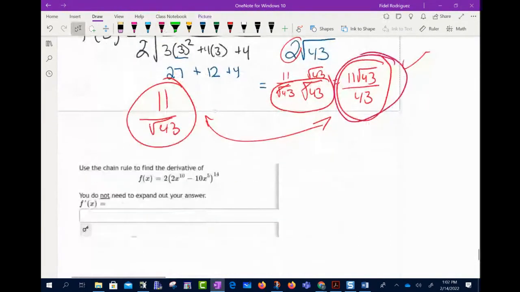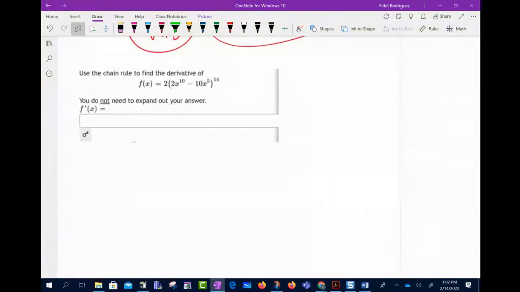All right. So let's try this next one here. Go through again. Okay, so take a look here. It says use the chain rule to find the derivative of f of x equals 2 times 2x to the 10th minus 10x to the 5th, all raised to the power 14. Look at the directions. You do not need to expand out your answer. Okay, so we are not going to expand our answer. Well, I'll show you in a second.